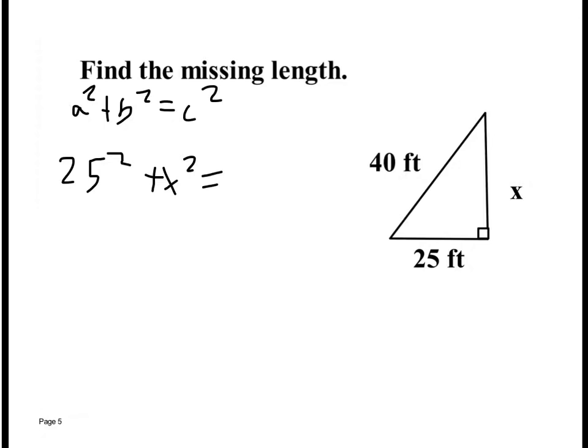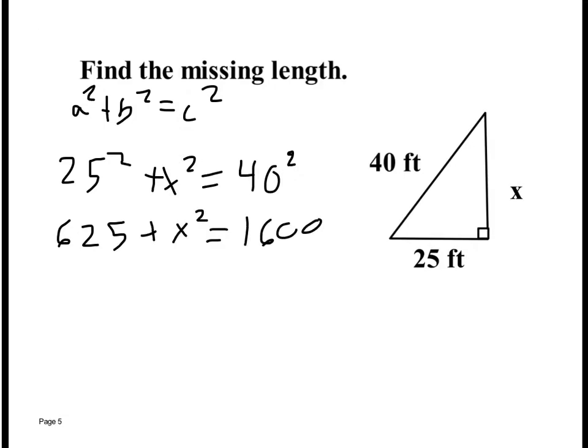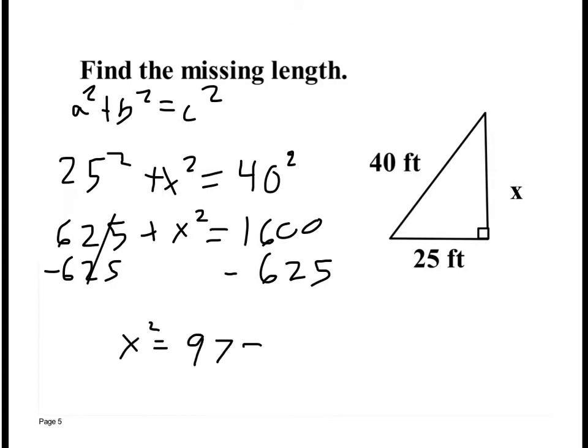And then 40 squared would be C squared. 25 squared is 625. 40 squared is 1600. I need x squared by itself, which we've done a thousand times. We know how to do this. You look at what's being done to x squared and do the opposite of it. We're adding 625 to it, so we subtract 625 from it. So x squared is equal to 975.